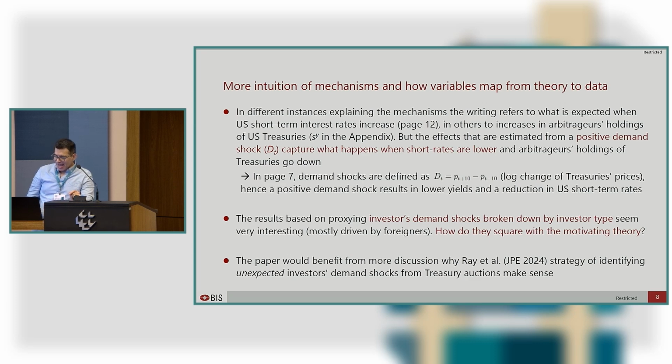And then it would be very interesting, as I said before, to see how these interesting results, when breaking down the auctions by investor type, relate to the theory. How do they relate to the motivating models? Because that's not clear at all in the paper.